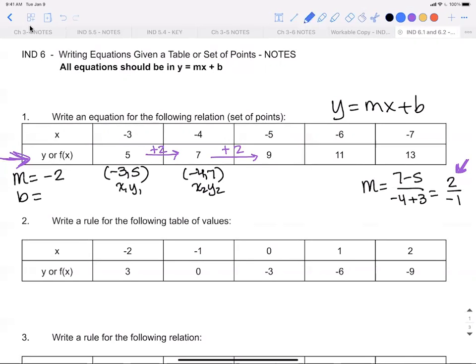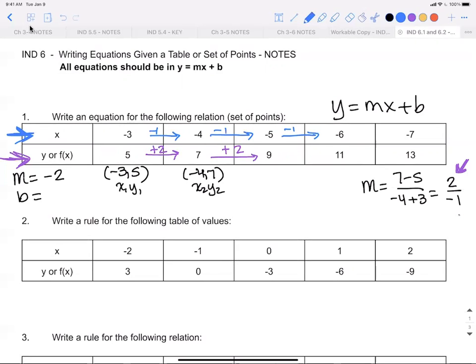Now, look at your x, right? And again, you've got to be careful because x's are on top in tables. But what happens to my x with every move? -3 to -4 is a -1 move, right? I go -1. Every move I make, I go -1, which means my change in x's is a -1.